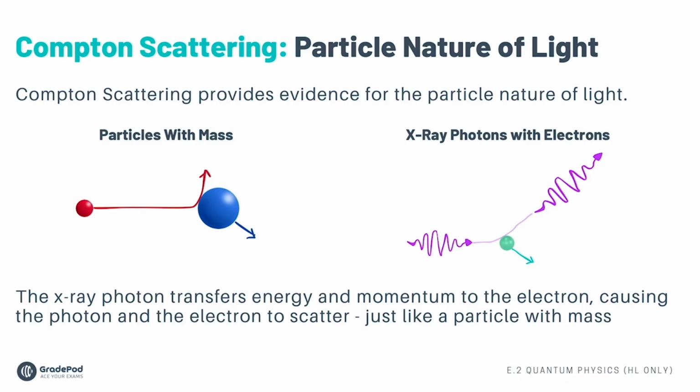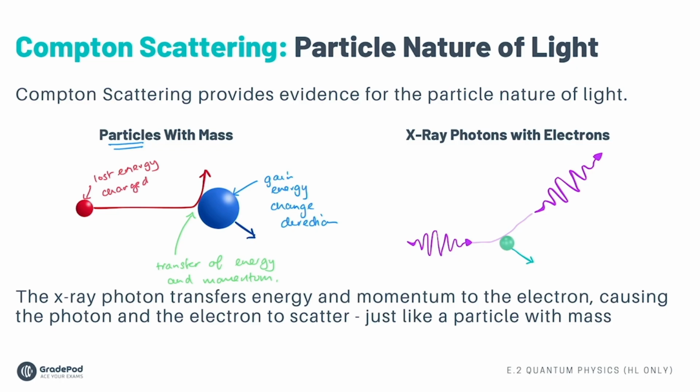I think you'll agree, in that last video we were looking at two particles colliding. And when those particles collided, there was a transfer of energy and momentum. That caused this ball, initially at rest, to gain energy and change direction. The particle that was moving towards it lost energy and also changed direction, and that's because of this transfer of energy and momentum. What Compton realised was that if you collide a photon with an electron, the same thing happened. The photon lost energy and changed direction.